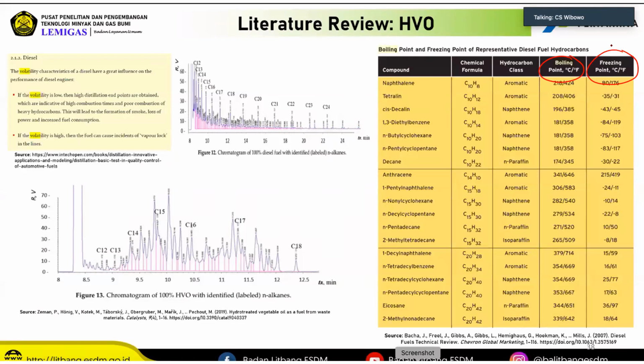So in this case, for example, if we have the 100% of the HVO or hydrotreated vegetable oil in here based on the chromatography techniques, the retention time is classified as the TR, retention time, and also the, I think this is the intensity, if I'm not mistaken.